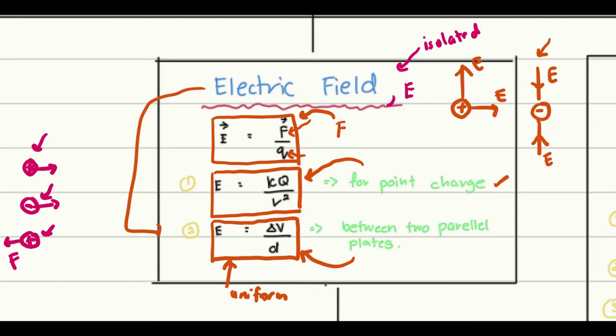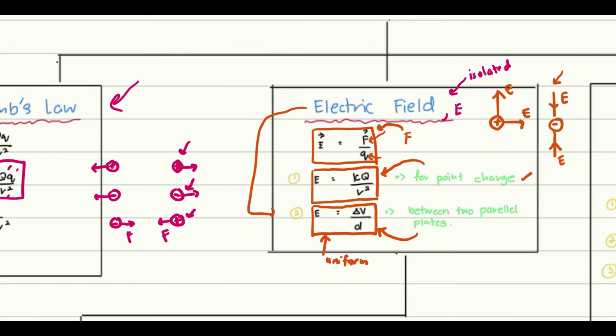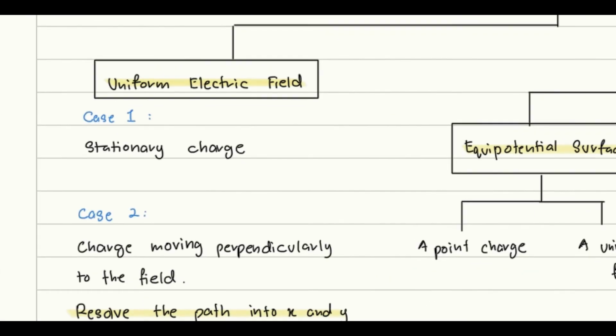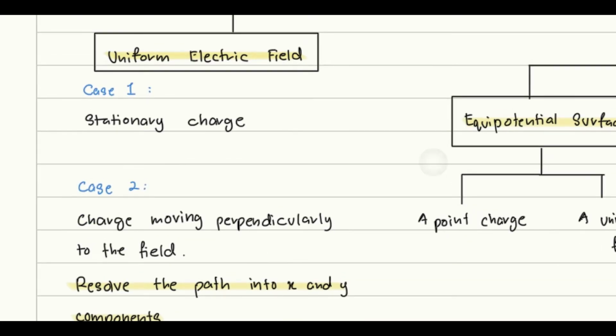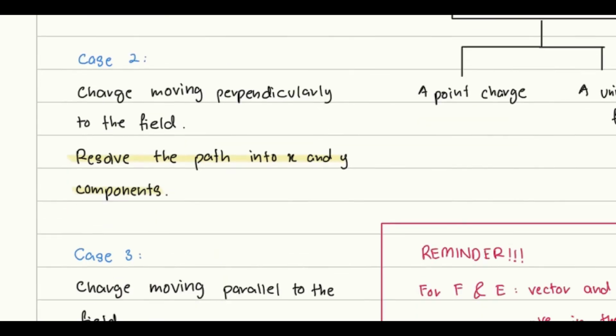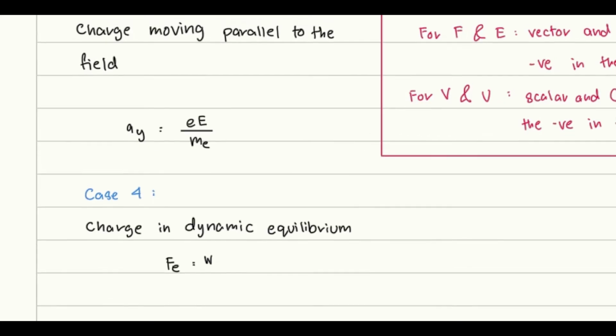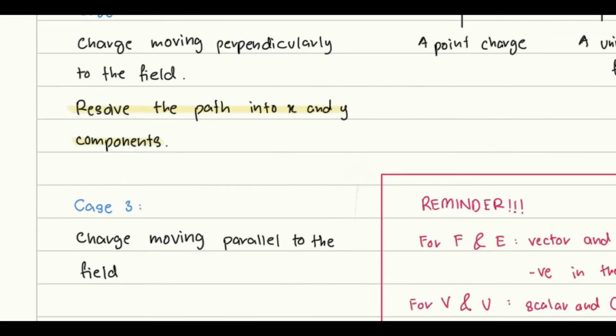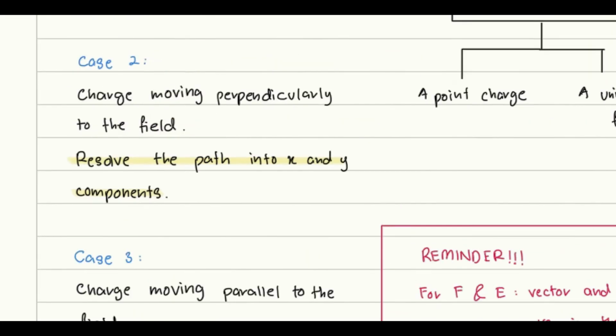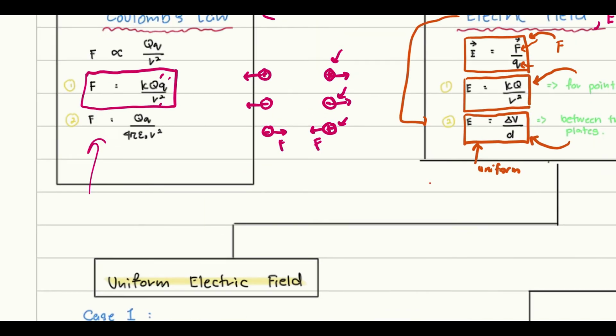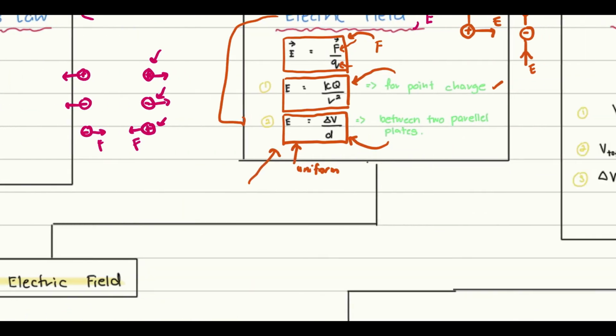In the last subtopic for this chapter, you actually have a specific subtopic for uniform electric field. You have a few cases, case number 1, case number 2, until case number 4. For all of these 4 cases, you are actually applying this basic equation: E equal to V over d.